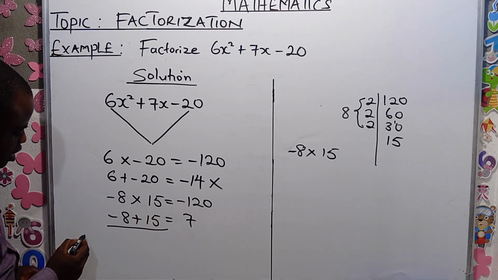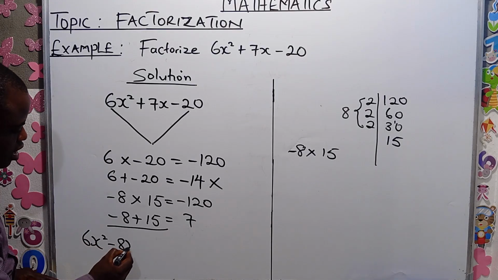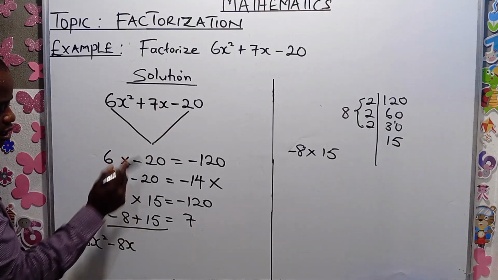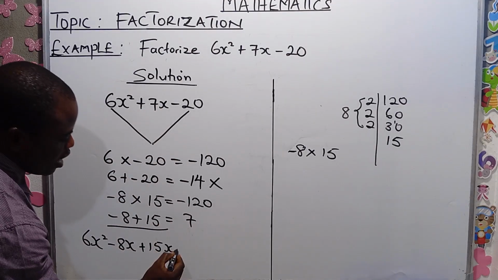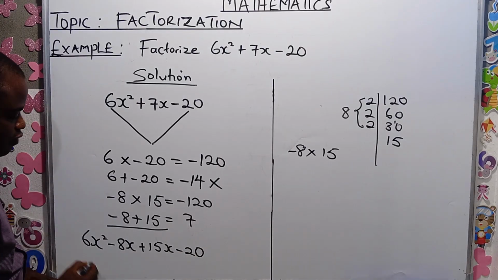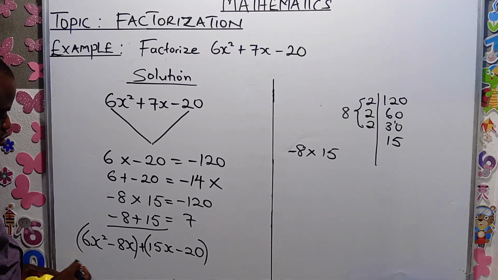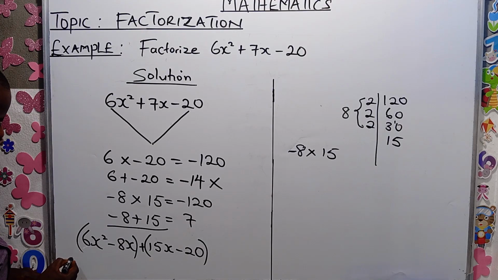Now write 6x squared minus 8x. Don't forget that you have to put x, because the plus 7x is carrying x, plus 15x minus 20. Now let's factorize out. What number is common? You can see the number that can go in both 6x squared and 8x is 2x.